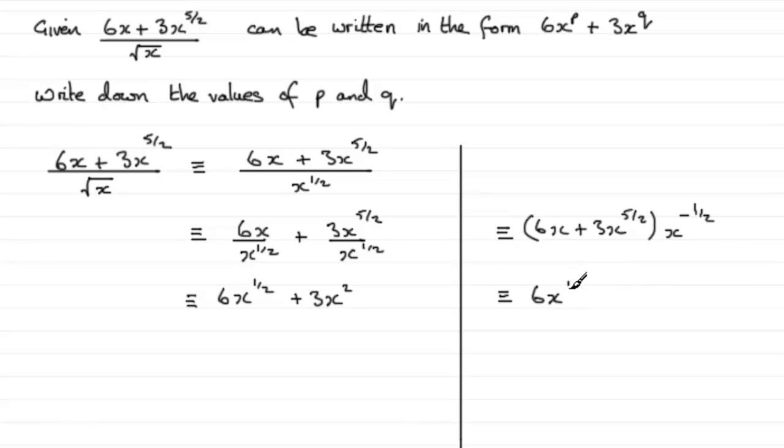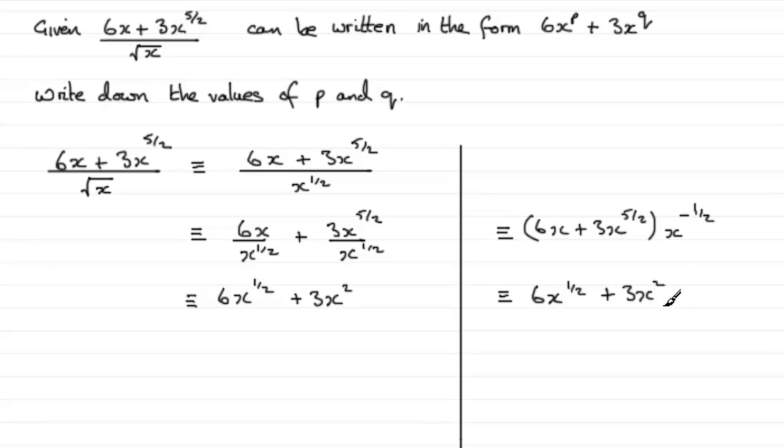Obviously the same answer as we had before. And here we've got to subtract the powers again, so 5/2 minus a half leaves us with x^(4/2), or simply x^2, so we end up with 3x squared. And when it comes to multiplying these two, add the powers: 5/2 plus minus a half comes out to 3x^(4/2), or 3x squared.